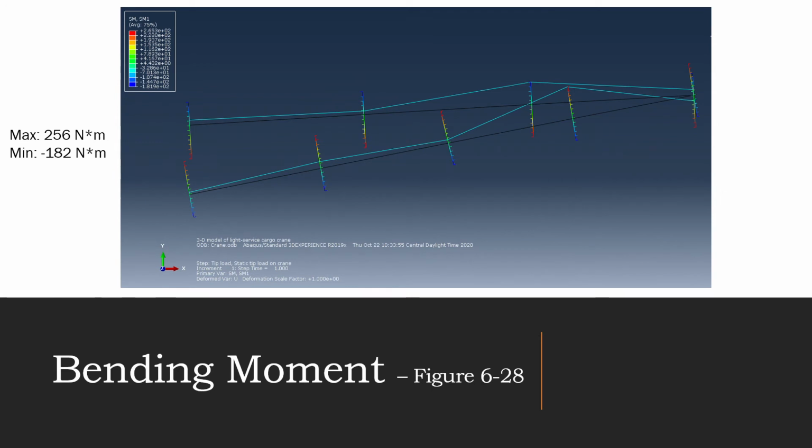And then here's figure 6-28. This shows the bending moment of the deformed truss. So the blue is showing the minimum bending moment, which is negative 182 Newton meters, and then the maximum is the red, which is 256 Newton meters.